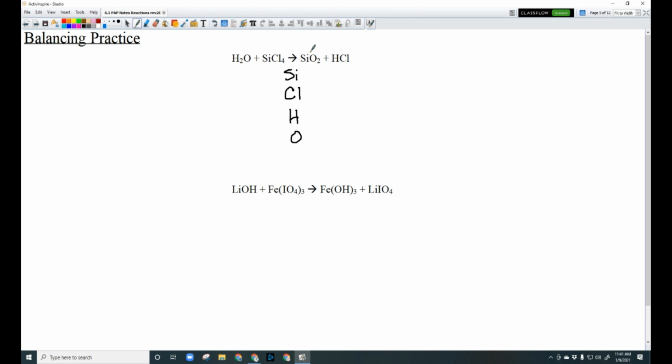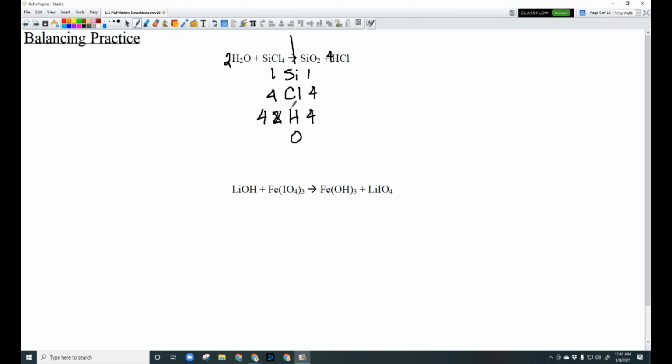And so we're balancing this left to right. Remember, the arrow is the separation between the reactants and the products. So silicon, we have 1 here and 1 here. So that appears to be balanced. Chlorine, we have 4 here. We only have 1 here on this side. So we're going to have to add a coefficient of 4 here in front to make 4 chlorines. So now that's balanced. Now we can come to our hydrogen. Here we have 2 hydrogen on this side, but we have 4 hydrogen on this side. So we're going to have to make 4 on this side. If we add a 2 here, 2 times 2 is 4. So that makes 4 hydrogen on both sides.